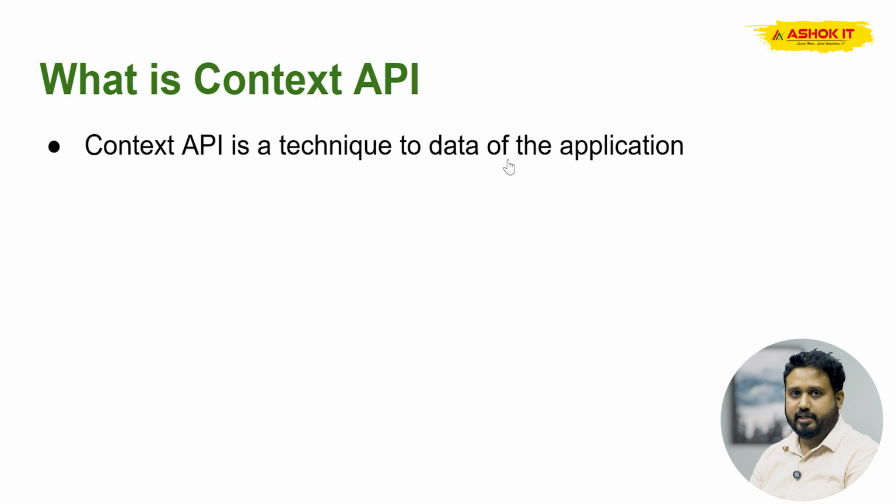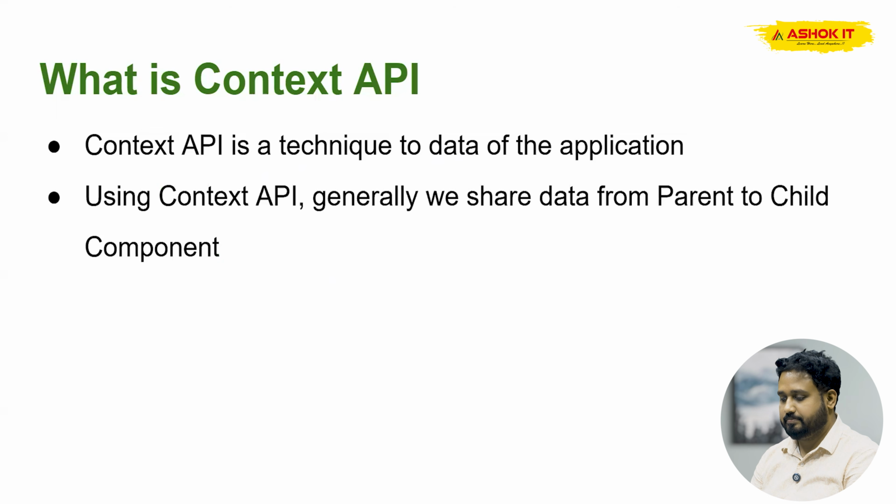So you can share the data from one part of your application to the another part of your application. Using context API, generally we share the data from parent component to child component. Now recently, like few minutes back, we have understood that in React we can create lot of components. Now sometimes you will get a requirement to share the data from one component to another component.